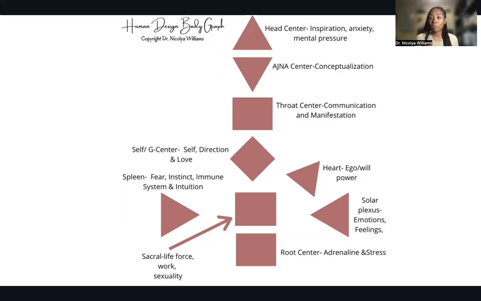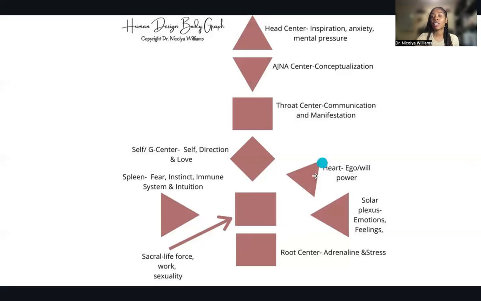On the left side, we have the spleen, which is all about fear, instinct, immune system, and your intuition, that just deep inner knowing. And then right here, this square is the sacral center, which is that renewable energy, which makes this particular person a generator. If you have the sacral defined, you are automatically either a manifesting generator or a generator. Projectors, reflectors, and manifestors do not have the sacral defined, and therefore they often have less access to that renewable energy battery that keeps them going and going and going, that keeps us in this hustle life that we live.